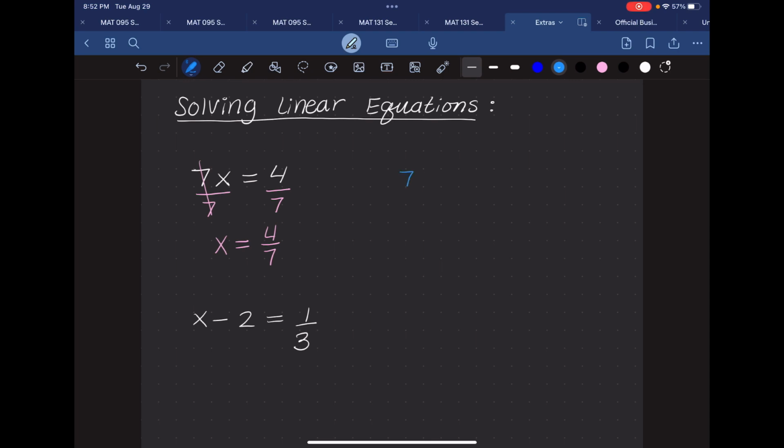And we could check that this is actually true. So we had 7x equals 4. And if I plug in x is equal to 4/7, I get 7 times 4/7 is equal to 4. And when I do 7 times 4/7, I get 28 over 7 is equal to 4. And that for sure is true.